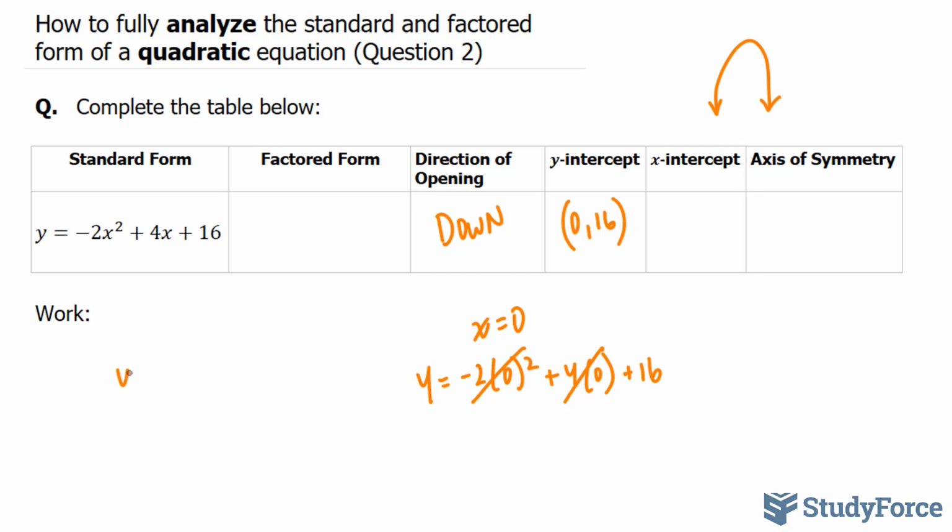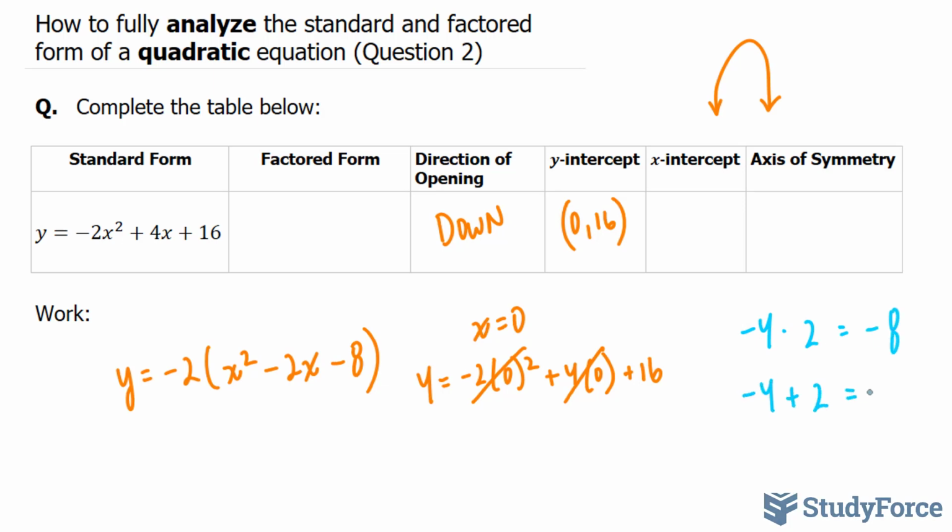If I pull out a negative 2, y is equal to negative 2x squared. This becomes negative 2x, and this becomes negative 8. So now what I have is a monomial multiplied to this quadratic trinomial. The next thing that I'll try to do is find 2 numbers that multiply to negative 8 and add to negative 2. Are there 2 numbers that multiply to negative 8 and add to negative 2? Well, let's try negative 4 and positive 2. If I multiply negative 4 times positive 2, I end up with negative 8. And if I add negative 4 to positive 2, I end up with also negative 2. So this is the right combination.